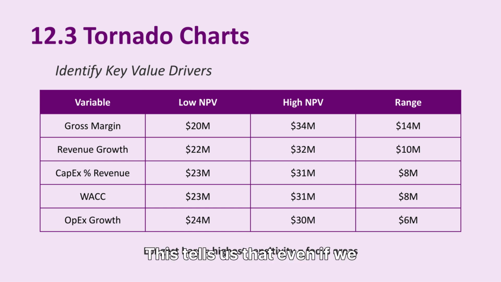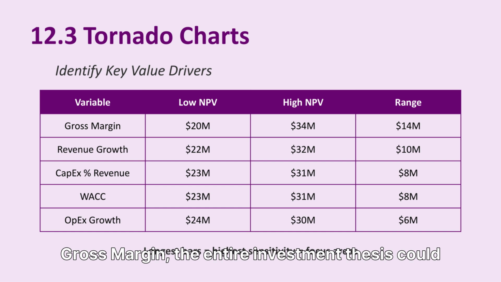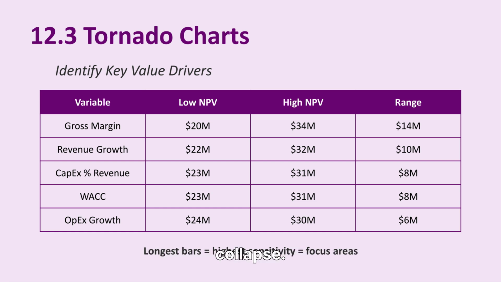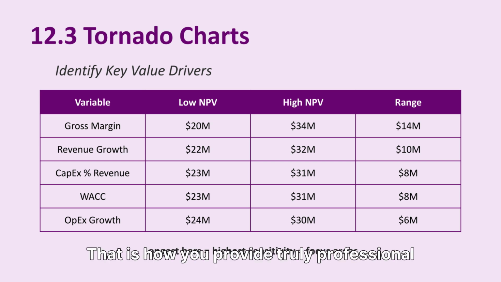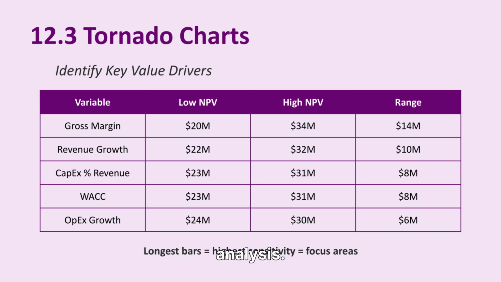This tells us that even if we are slightly off in our OPEX estimates, it won't break the project. But if we are wrong about our gross margin, the entire investment thesis could collapse. As an analyst, this chart tells you where to focus your research. You should spend 80% of your time verifying those top 2 or 3 variables. That is how you provide truly professional analysis.